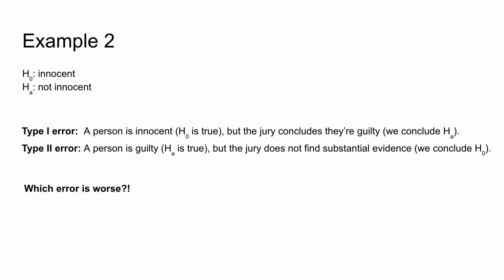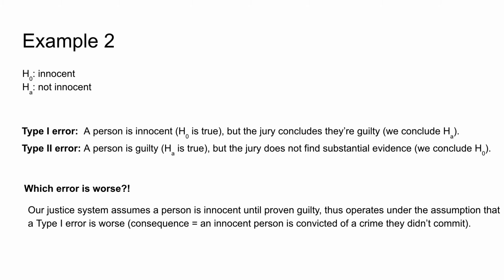Now, in this setting, which is worse, type 1 or type 2 error? Again, the answer depends upon the consequences. Recall here that our justice system assumes that a person is innocent until proven guilty. Thus, it operates under the assumption that a type 1 error is worse, the consequence being that an innocent person is convicted of a crime that they did not commit.